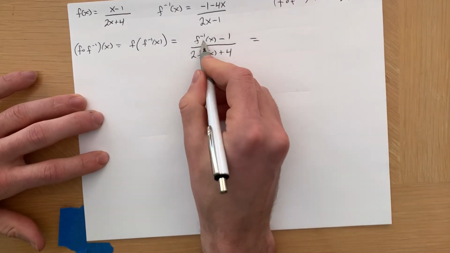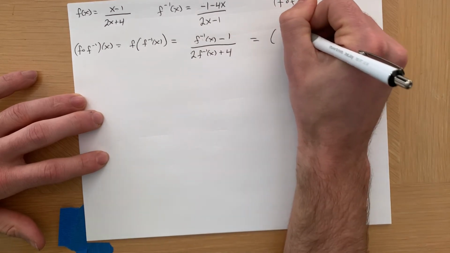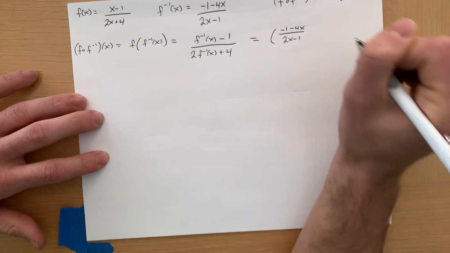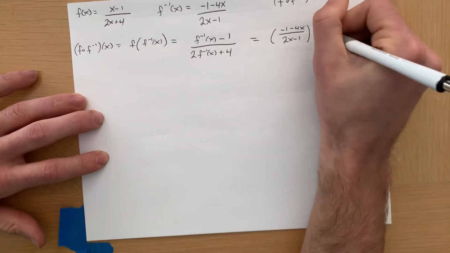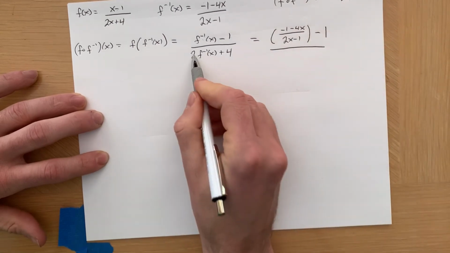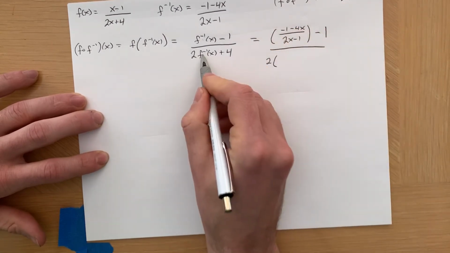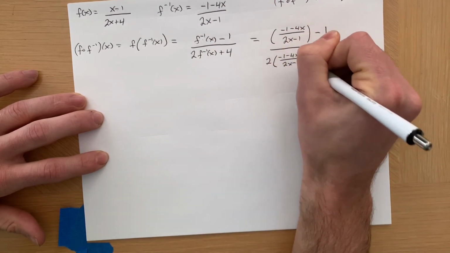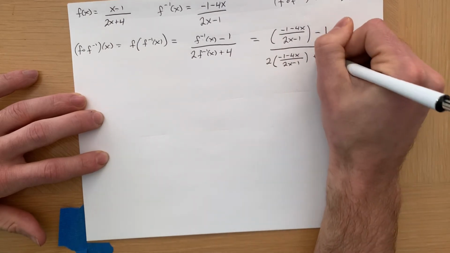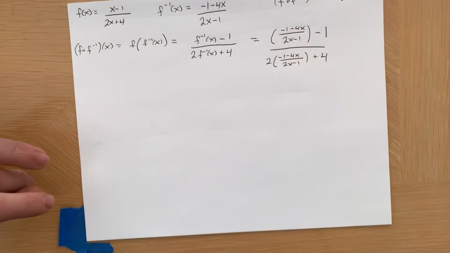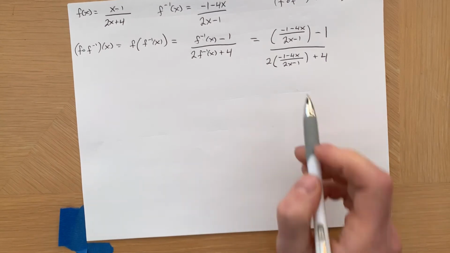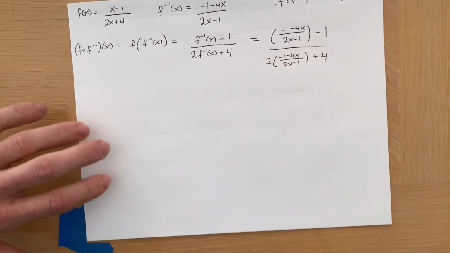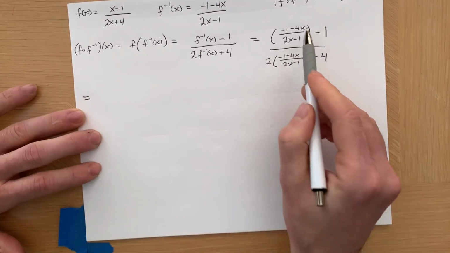Do that right here. So f inverse of x is this whole thing. Minus 1 minus 4x over 2x minus 1, and we still have this minus 1. On the bottom, we're going to have a 2 times f inverse of x, so minus 1 minus 4x over 2x minus 1, and then we have our plus 4. Okay, so now there's just a lot of simplifying we need to do. We'll simplify the top, and then we're going to simplify the bottom, and then combine everything, and at the end we should get x.